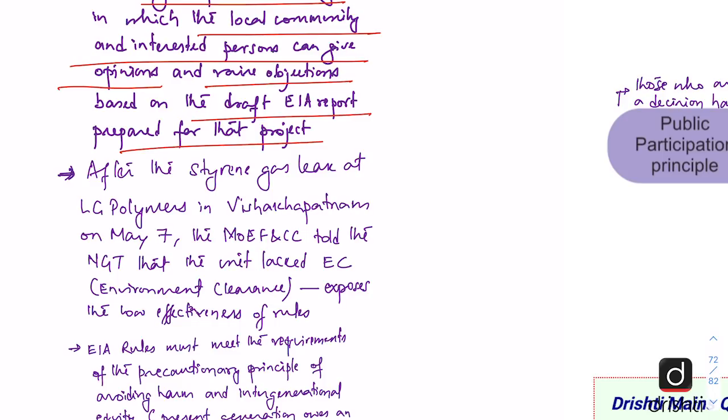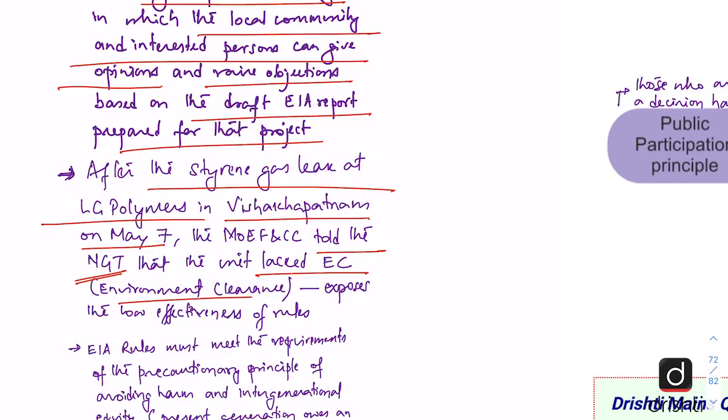And why do the EIA rules need to be strict? There is a very good example, and that involves the recent styrene gas leak at the LG Polymers plant in Visakhapatnam on 7th of May. Now the Ministry of Environment, Forest and Climate Change told the National Green Tribunal that the unit lacked environmental clearance and it was functioning for a long time, and this only exposes the low effectiveness of such environmental rules and regulations. So if we dilute the rules further, then who will save the environment?